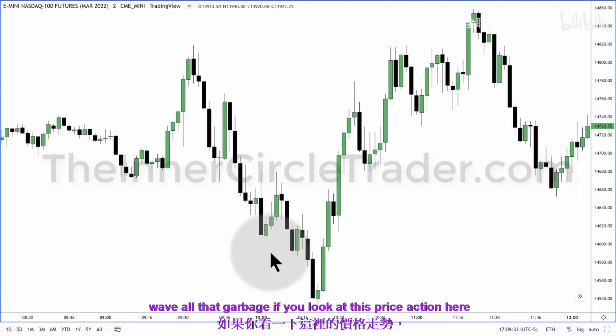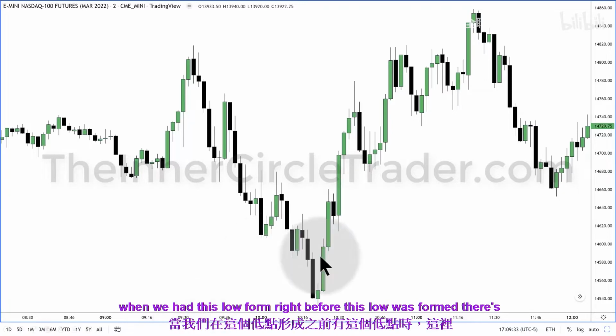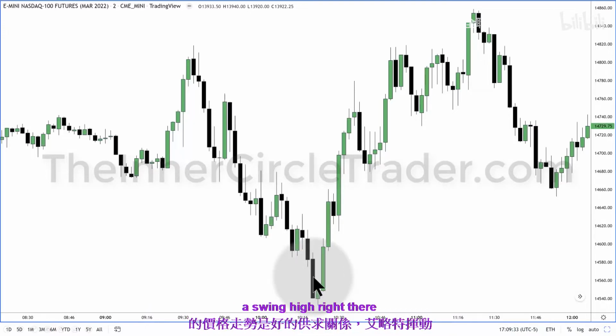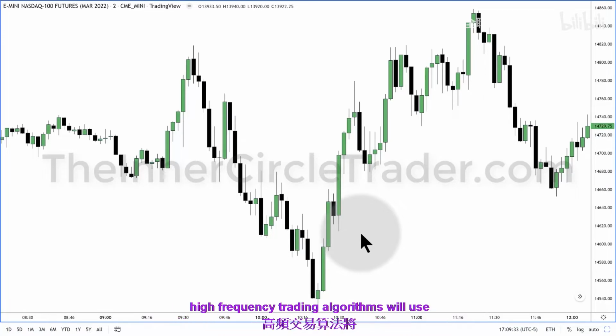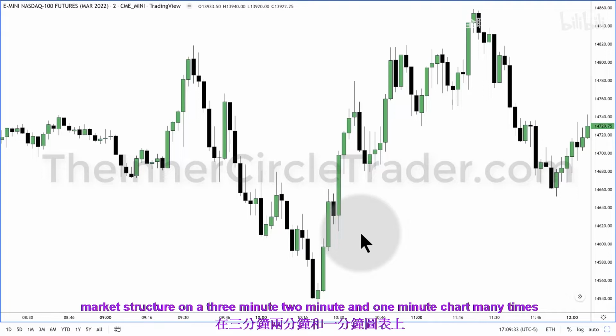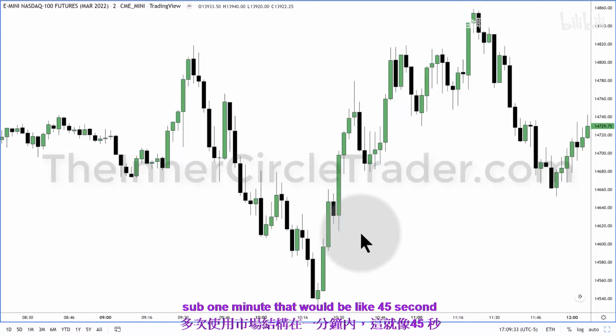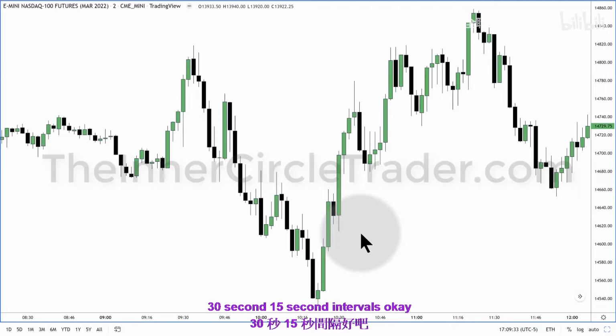If you look at this price action here, when we had this low form, right before this low was formed, there's a swing high right there. Now, in the first mentorship video I gave you, I mentioned that high frequency trading algorithms will use market structure on a 3-minute, 2-minute, and 1-minute chart, many times sub 1 minute. That would be like 45-second, 30-second, 15-second intervals.